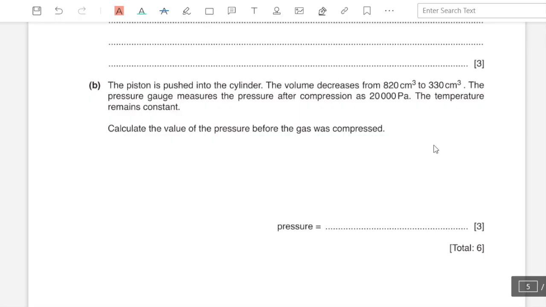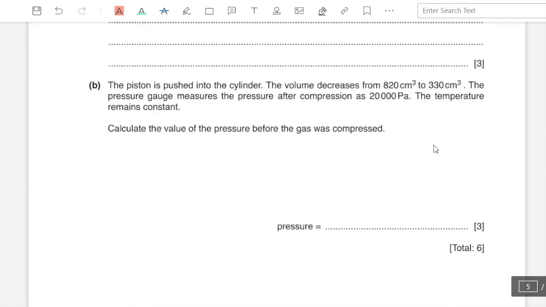The piston is pushed into the cylinder. The volume decreases from 820 centimeter cube to 330 centimeter cube. The pressure gauge measures the pressure after compressions as 20,000 pascals. The temperature remains constant. Calculate the value of the pressure before the gas was compressed.